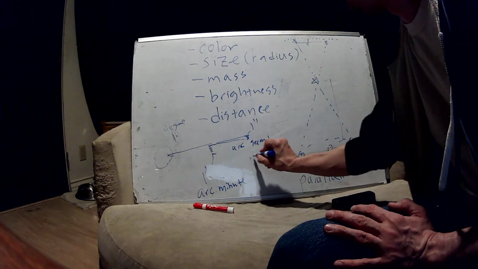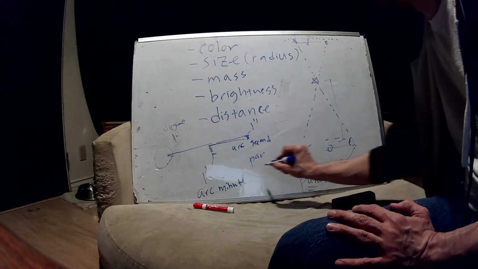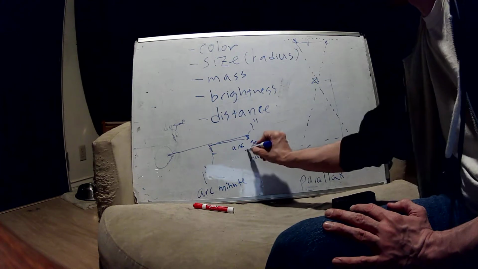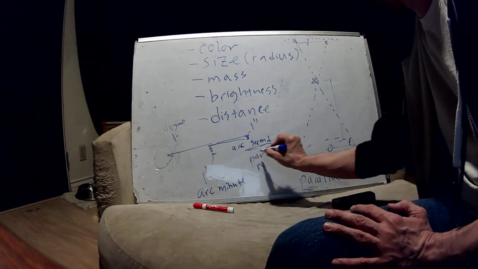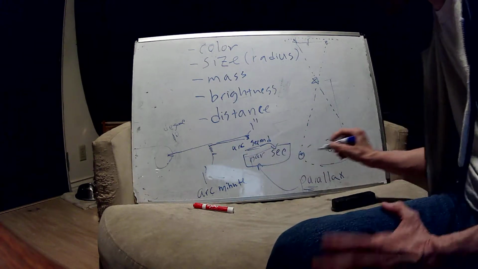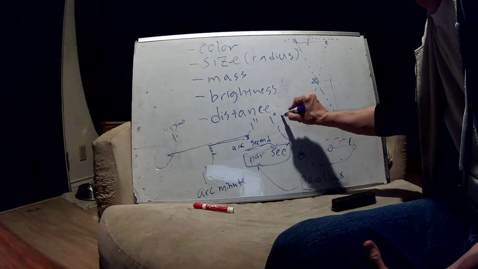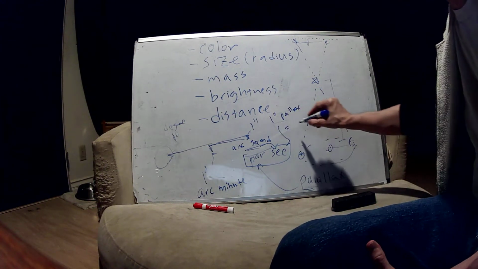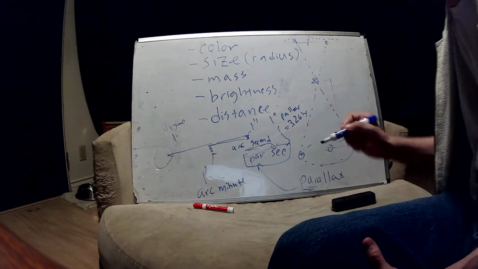This word comes from par, or parallax, and sec from arc second, right? So the word parsec means 1 arc second of parallax. And an object with 1 arc second of parallax has a distance of 3.26 light years from Earth.